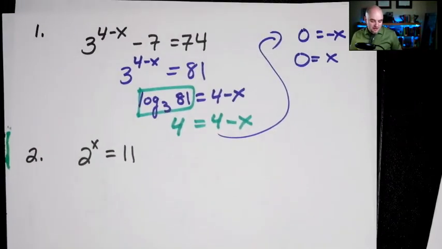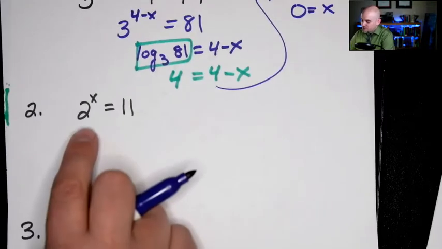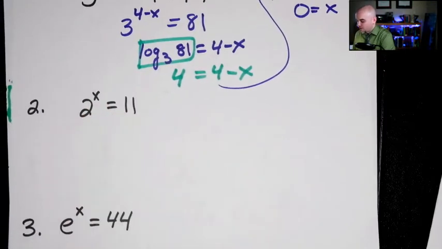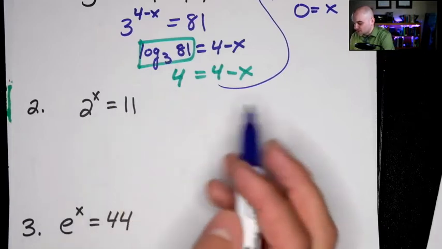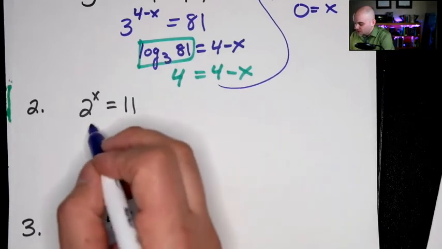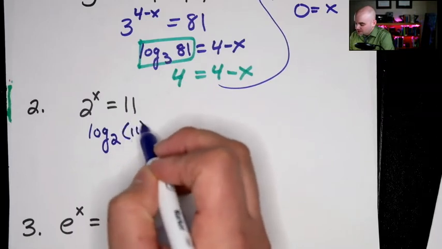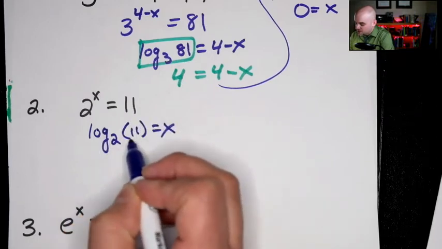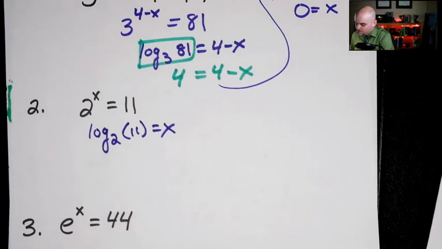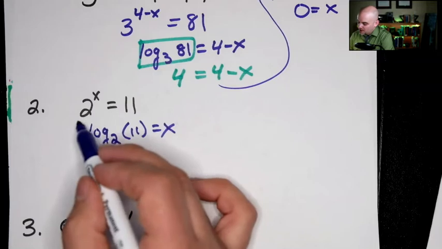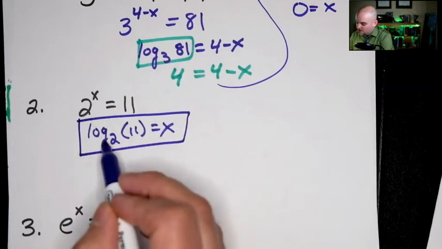Let's take a look at number 2. So number 2, we've got 2 to the x equals 11. Once again, I'm going to convert this to logarithmic form. And so I have log base 2 of 11 equals my exponent, because a logarithm is an exponent, right? x is by itself here, so I'm happy with that.